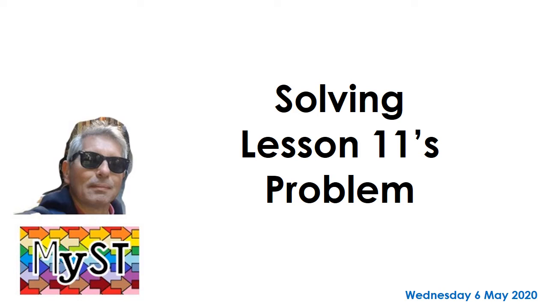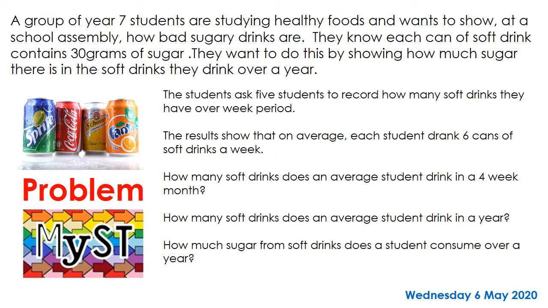That was the question I gave you yesterday. Okay, so let's have a look. A group of year 7 students are studying healthy foods and want to show at a school assembly how bad sugary drinks are. They know each can of soft drink contains 30 grams of sugar. They want to do this by showing how much sugar there is in soft drinks they drink over a year. They asked 5 students to record how many soft drinks they have over a week period. The result shows that on average, each student drank 6 cans of soft drinks a week.